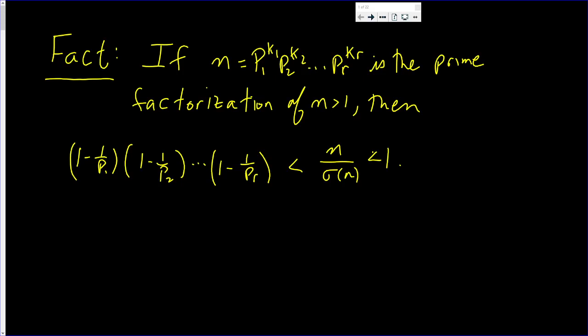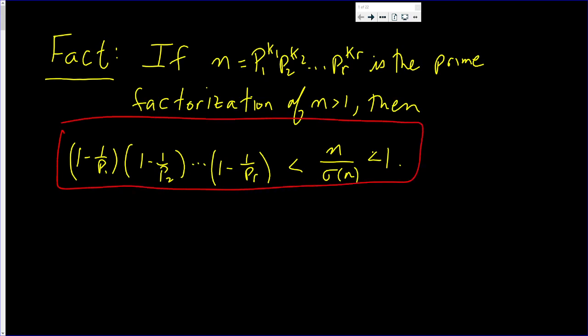In this video, we're going to prove the following fact. If n is equal to p1 to the k1, p2 to the k2, all the way down to times p sub r to the k sub r is a prime factorization of n greater than 1, then this inequality is satisfied.